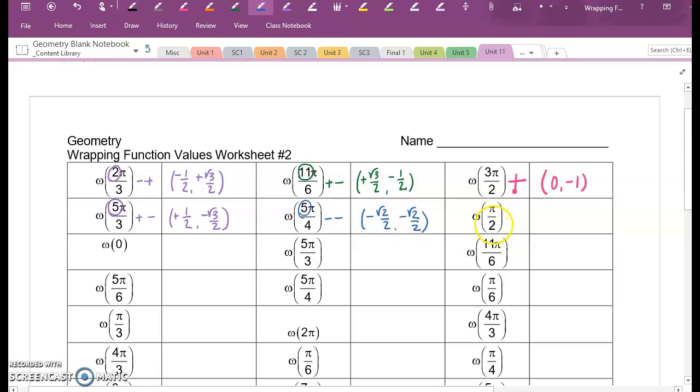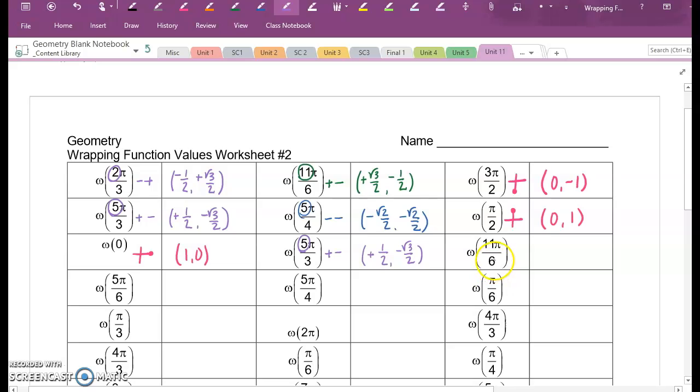Pi over 2, so that's a halfway point. That's going to be halfway in between 0 and pi. It's going to be on the axes. So it's 0, comma 1. 0, again, on the axes, we begin at 0. So we have 1, comma 0. With a denominator of 3, I know 1 plus 2 is 3, so 1/2 has to go first, comma, followed by root 3 over 2. The 5 being larger, that's going to be in the fourth quadrant, so positive negative.